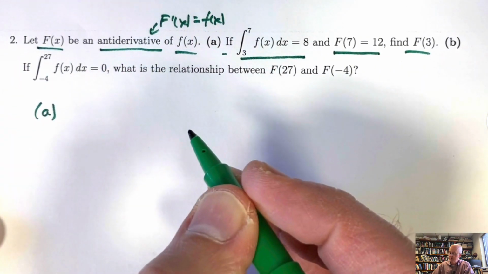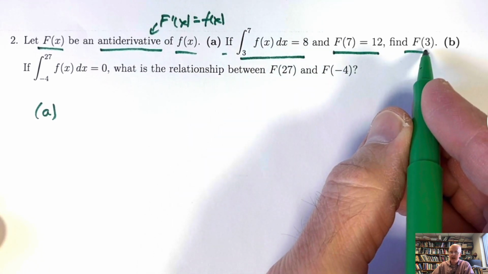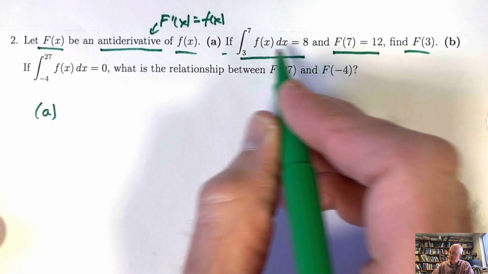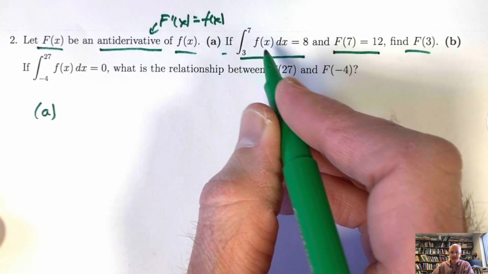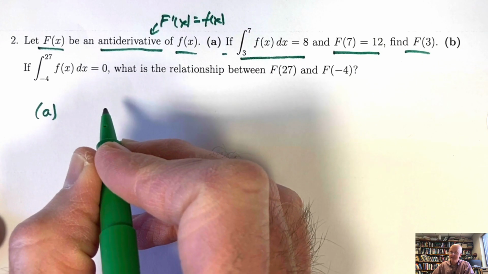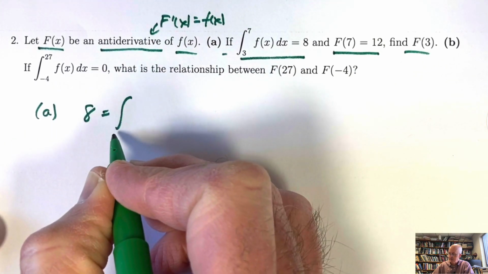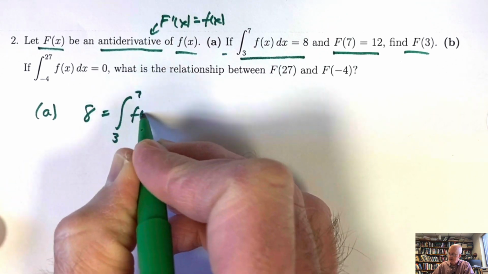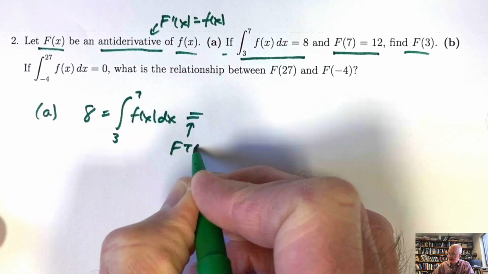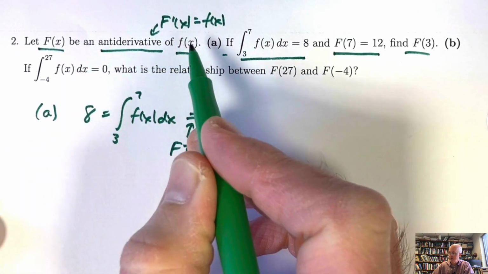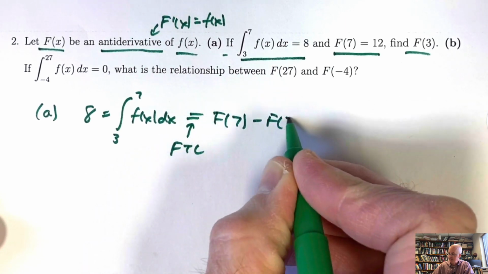Once again, we can use the fundamental theorem of calculus. We're trying to find the value of the function capital F at 3. We know its value at 7. We also know the value of the integral of its derivative from 3 to 7. The fundamental theorem of calculus is relevant here. 8 is the value of the integral from 3 to 7. But by the fundamental theorem of calculus, since we are assuming capital F is an antiderivative of little f, this is capital F of 7 minus capital F of 3.